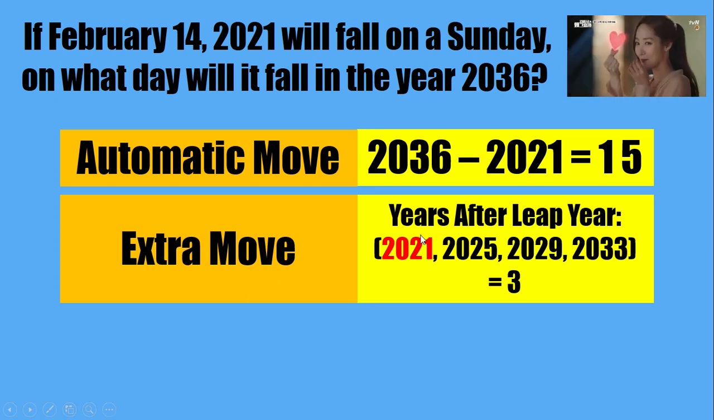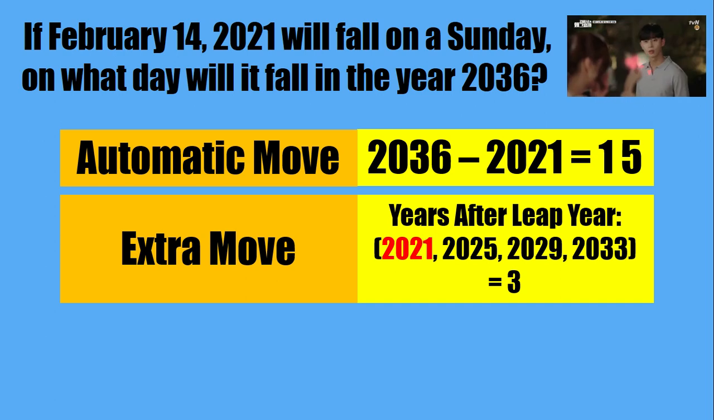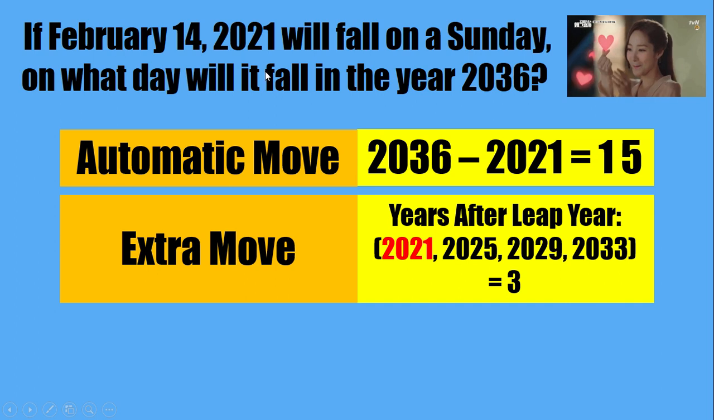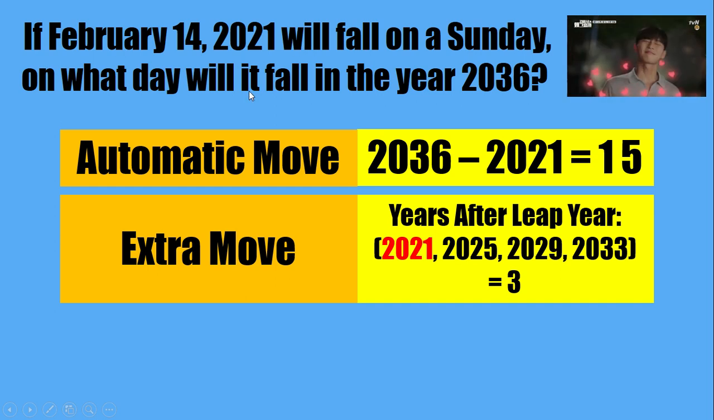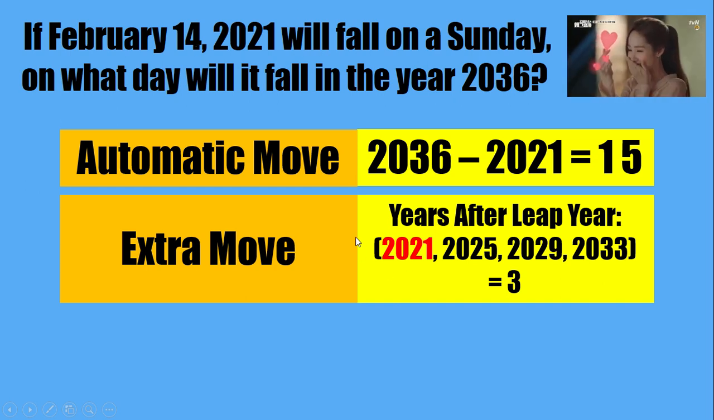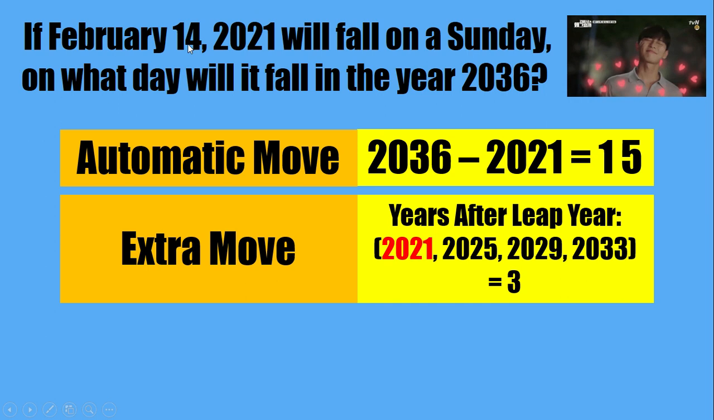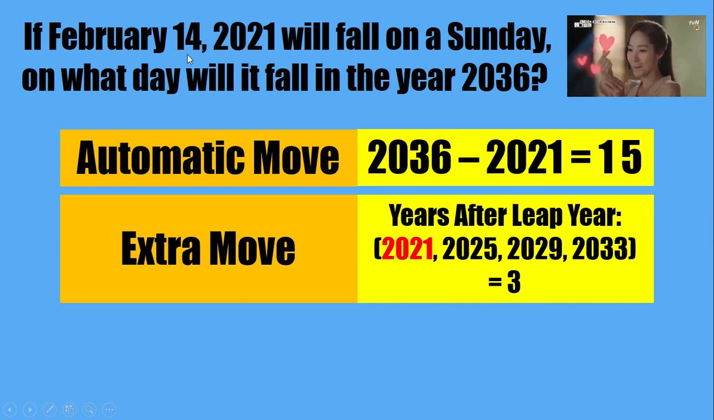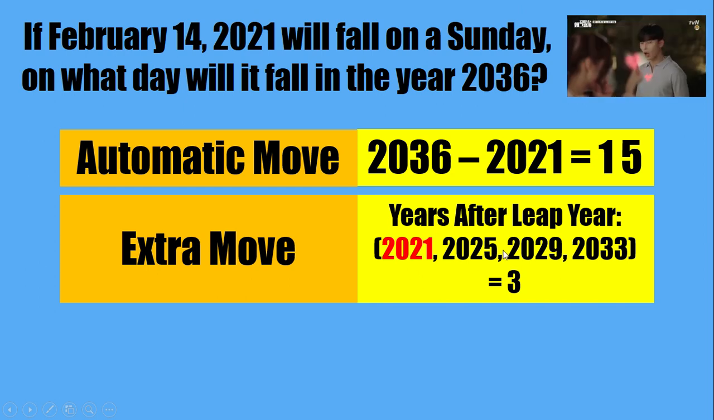Now, look at this. 2021 is not included as an extra move. Why? Because in our problem, it serves as our reference date. So we cannot consider 2021 as an additional move, because we know that February 14, 2021 will fall on a Sunday. So our extra moves here are 2025, 2029, and 2033.